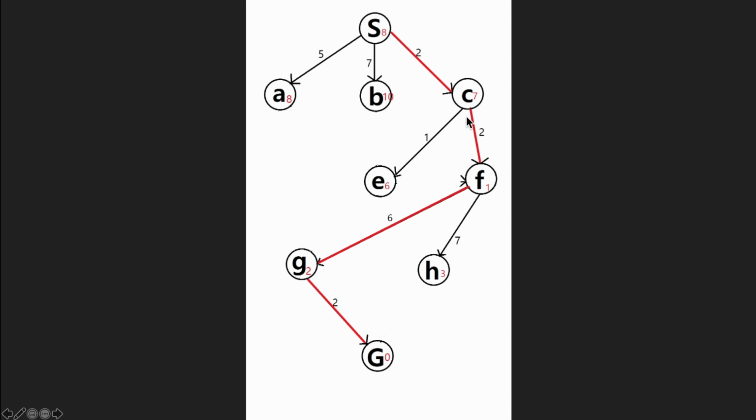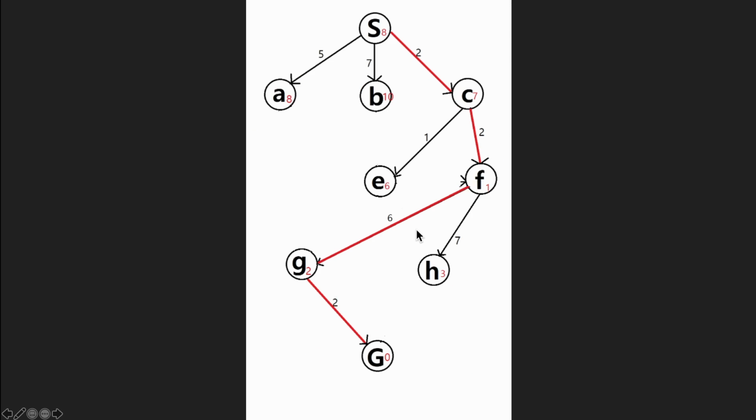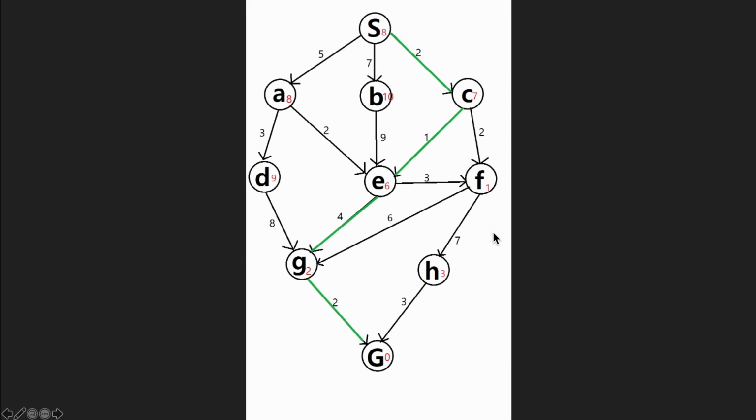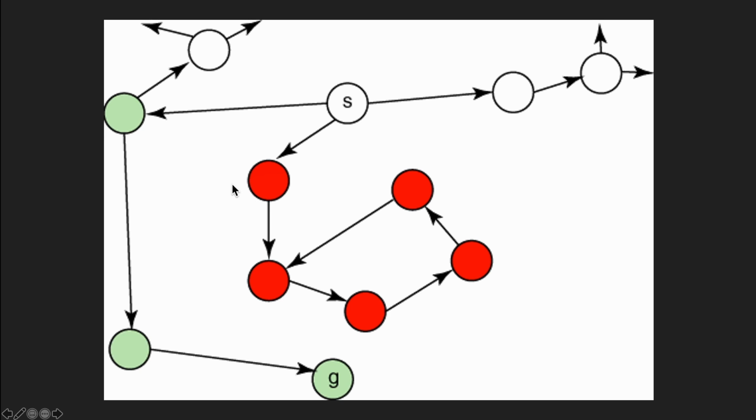So this is our solution, but this here is the optimal solution. So we can see that this algorithm got us a pretty good solution, but not the best. So pros, it's fast, and if h of n is reasonable, it provides a reasonable solution. Cons, not optimal, and can get trapped in an infinite loop. This would be a depiction of that.